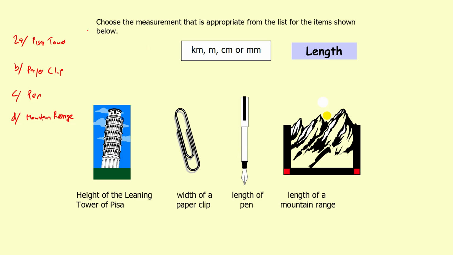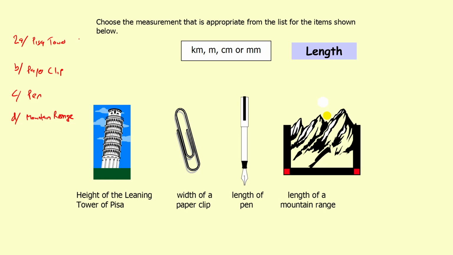Right, the Leaning Tower of Pisa. I think I agree with you. We got meters. Paperclip is very small, so we use our smallest measurement, millimeters. Pen, the length of a pen, got one in your hand, centimeters. And the mountain range, length of a mountain range, that'll be in kilometers.